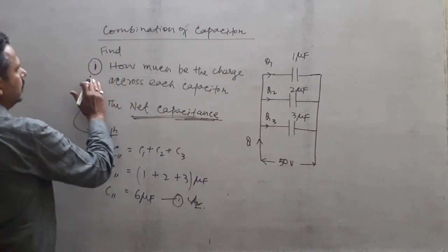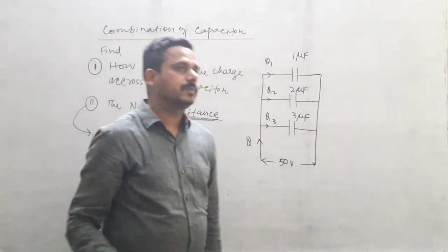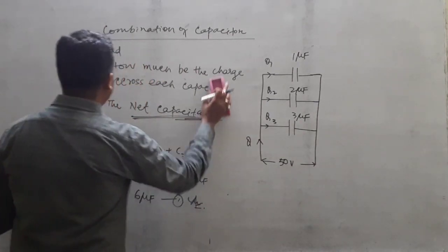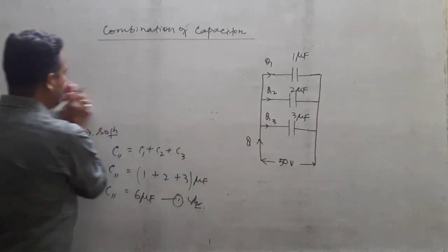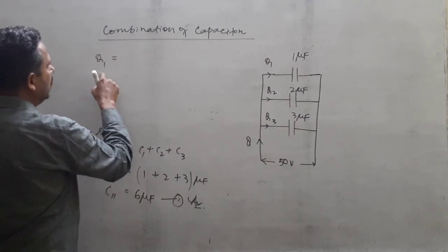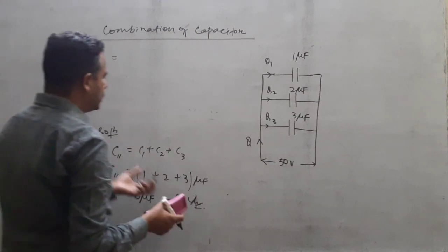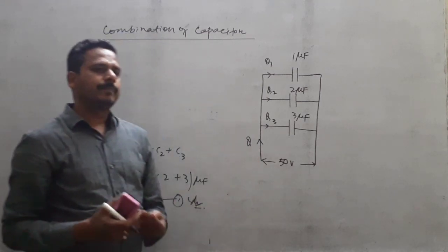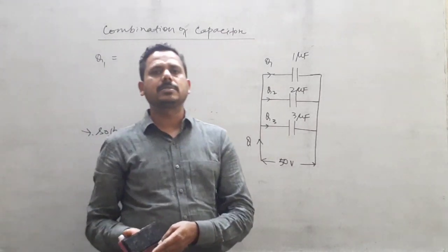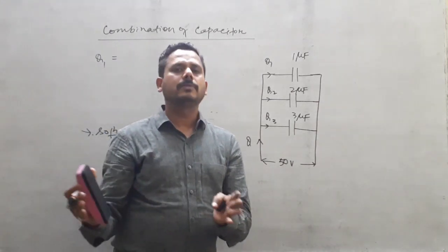And then you have to find how much the charge is across each capacitor. For this, you have to use the concept we just used. The concept is, if you have to find Q1, you have to take a relation: Q is equal to CV. Now your potential is the same and your charge is directly proportional to capacitance. So you have to take C1 divided by C1 plus C2, and then multiply by the net charge.